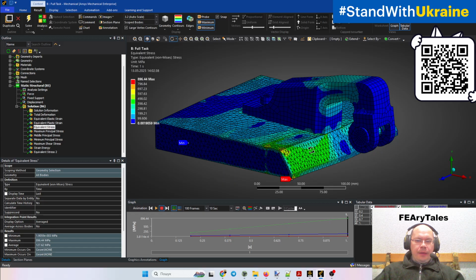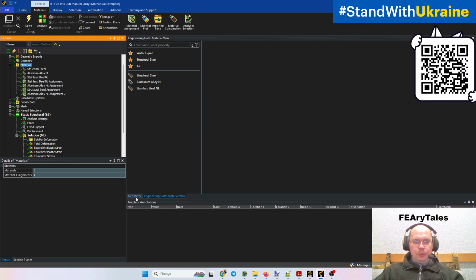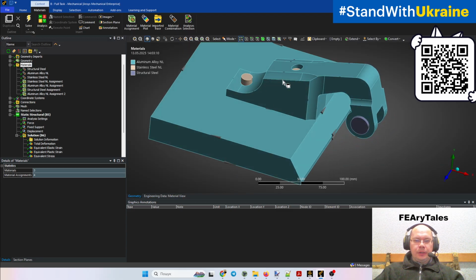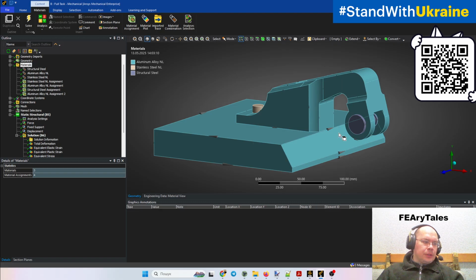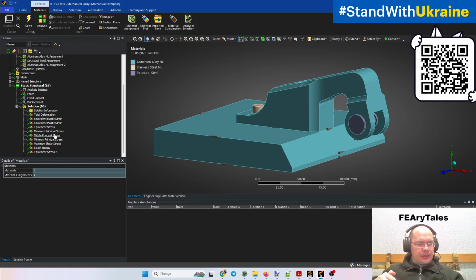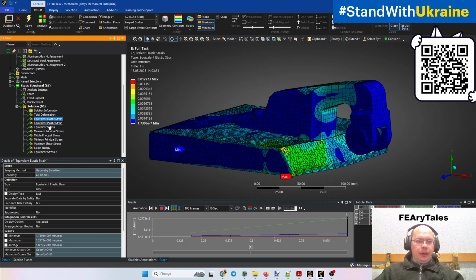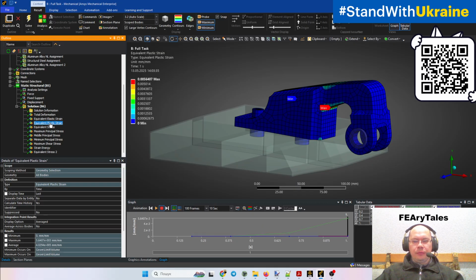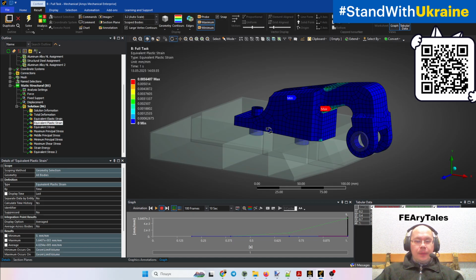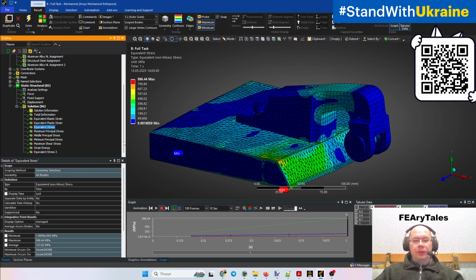This is equivalent stress, and this is a nonlinear behavior with plastic materials and with different materials in different objects. So we have nonlinear steel, we have nonlinear aluminum, and we have linear steel here. But it's not very important, it's for complexity and for results which can be different. So we have the results here. We have the total deformation, equivalent elastic strain, equivalent plastic strain, which is present only for materials which work non-linearly. We have equivalent stress and some other types of stresses.